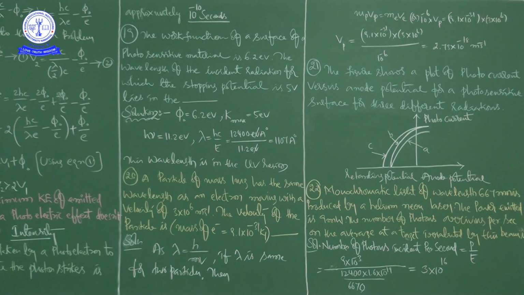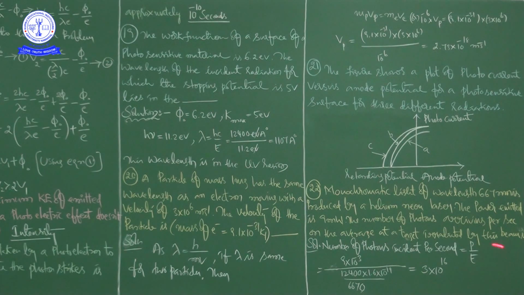So next problem, 22nd. Monochromatic light of wavelength 667 nanometers is produced by a helium neon laser. The power emitted is 9 milliwatts. The number of photons arriving per second on the average at a target irradiated by this beam is, right. So here they have given wavelength and power, asking to find the number of photons.